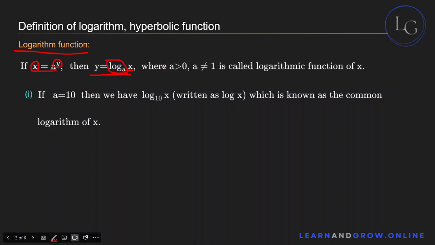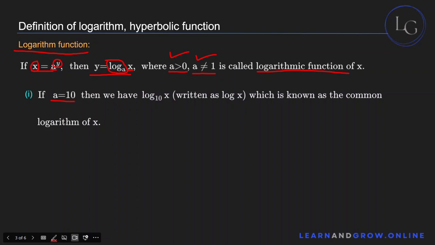Now, a must be greater than 0 and a must not be equal to 1. Those are the only two conditions here. If they are not met, well, tough luck, because if a is equal to 0, you'll just get 0 on this side, because 0 to the power anything is just 0, so both sides will become 0. And when a is equal to 1, that's just 1 to the power of something, which again becomes 1. 1 to the power of a million is equal to 1. So fulfill these two conditions, and that is what you call a logarithmic function of x.